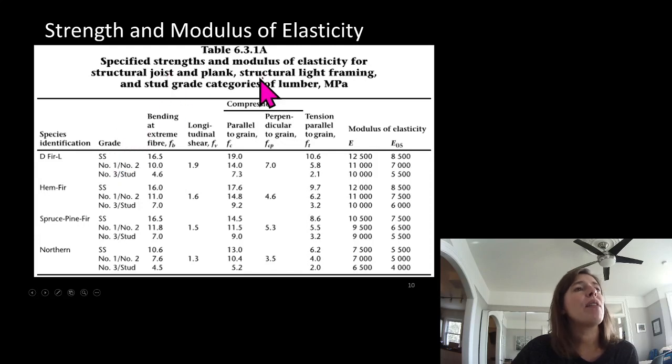So let's look at this. Our very first chart was specified strengths and modulus of elasticity for structural joist and plank, structural light framing, which is the one that our grade category said we were, and stud grade categories of lumber. Well, we had SPF, or spruce pine fir, number 1, number 2, right here, and we're talking about something in compression, or parallel to the grain. We'd be able to pull off 11.5 MPa as our FC.